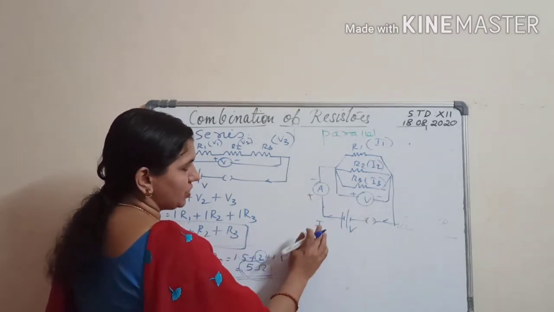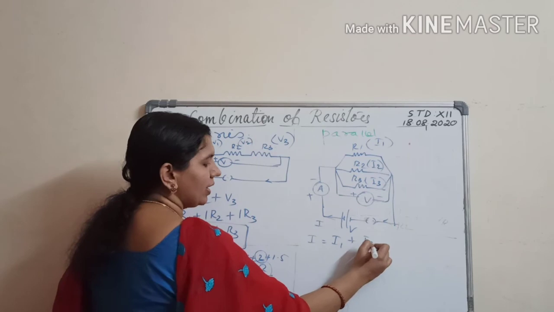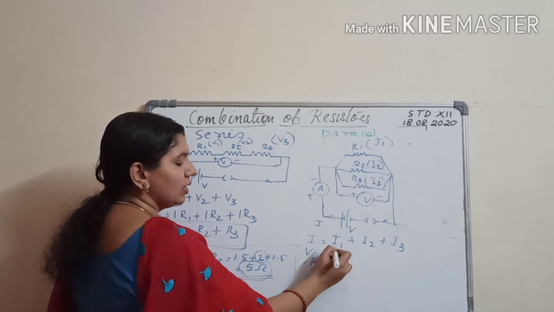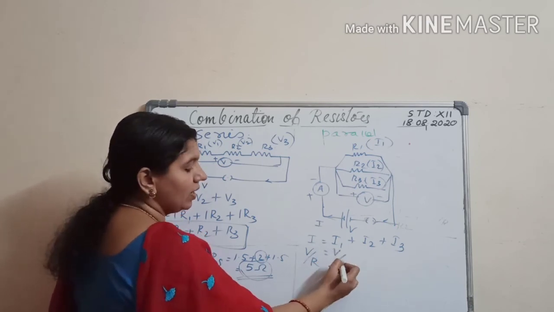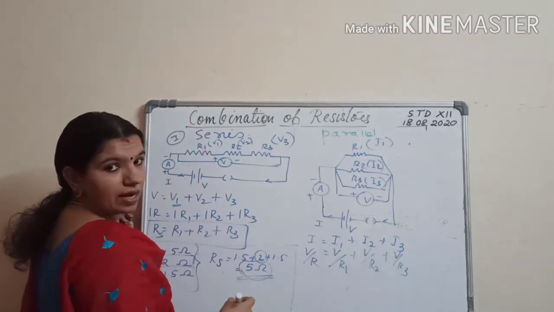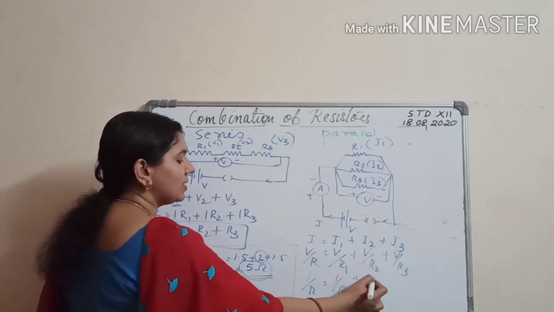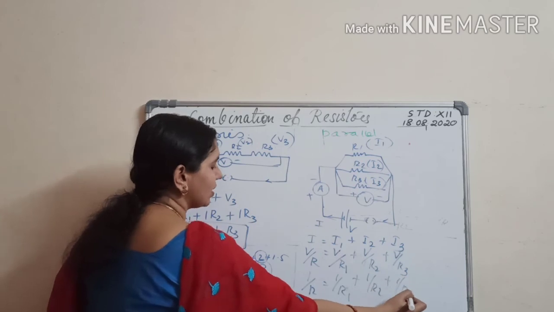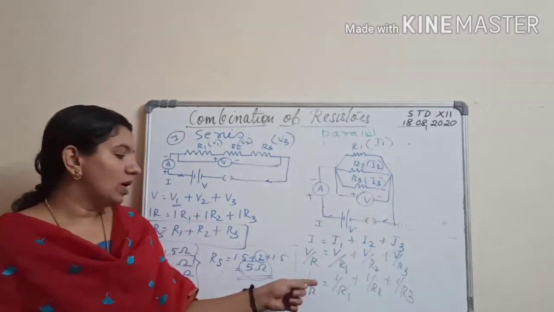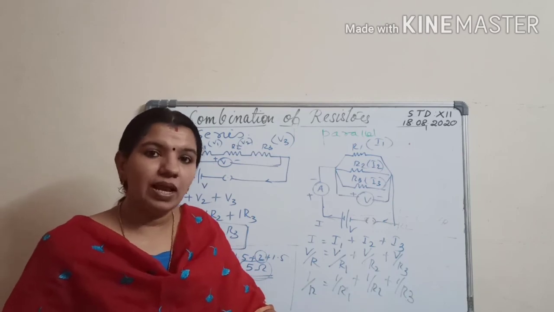So I can write the expression. I have to find the total value of current here. That is I equal to I1 plus I2 plus I3. Instead of I, I can write V by R equal to, V is constant, so V by R1 plus V by R2 plus V by R3. Understand? So V will get cancelled and the final expression is 1 by R equal to 1 by R1 plus 1 by R2 plus 1 by R3. You got the expression, right? So the reciprocal of the effective resistance is the sum of the reciprocals of the individual resistances.